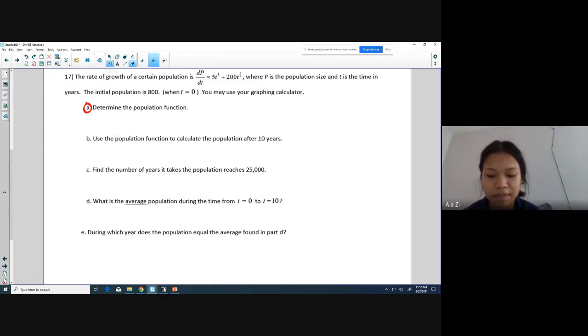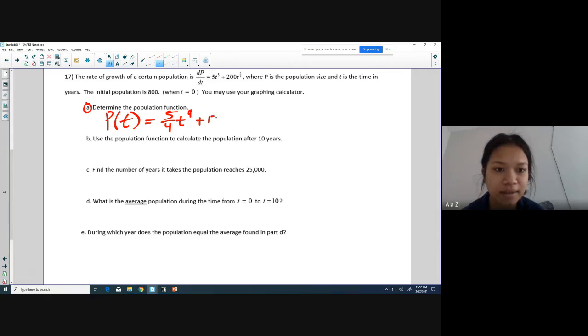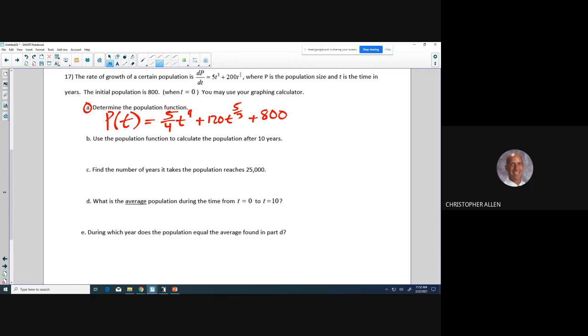I got P equals 5/4 T to the fourth power plus 1. Hold on, go slower, okay? I've got to try to keep up with you. Sorry. 5/4 T to the fourth, you said, then plus 120 T to the 5/3 plus 800. Okay, good. I think that's what I got as well. Now, I think the question is how do I use this to find the other answers, right?